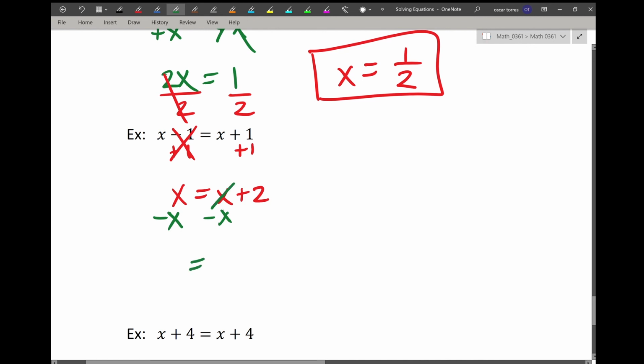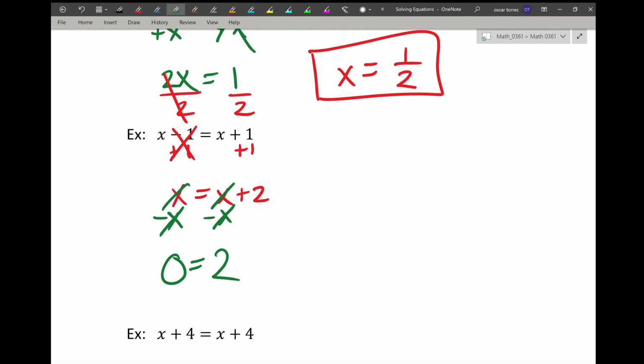X minus x on the right hand side, they go away. On the left hand side, x minus x, they go away too, but it leaves me with a number. I need to write some number down. So what's x minus x? That's really a 0. On the right hand side, we still have this 2. So this problem is intentionally weird in the sense that we get an expression that says the number 0 is equal to the number 2.